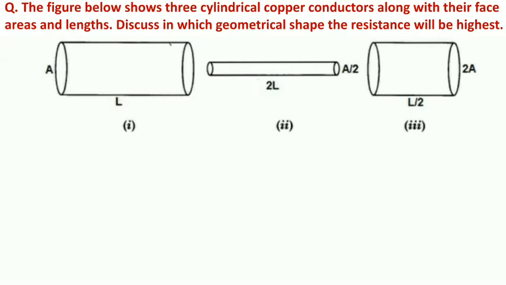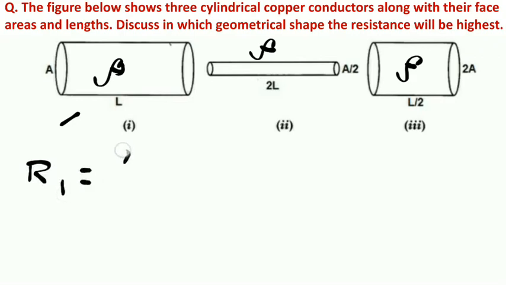It means all three have the same specific resistance, that is, rho is the same for all these three resistors. Now find the resistance for this one. Let's take it as R1 equal to rho L upon A, where L is the length and A is the area.